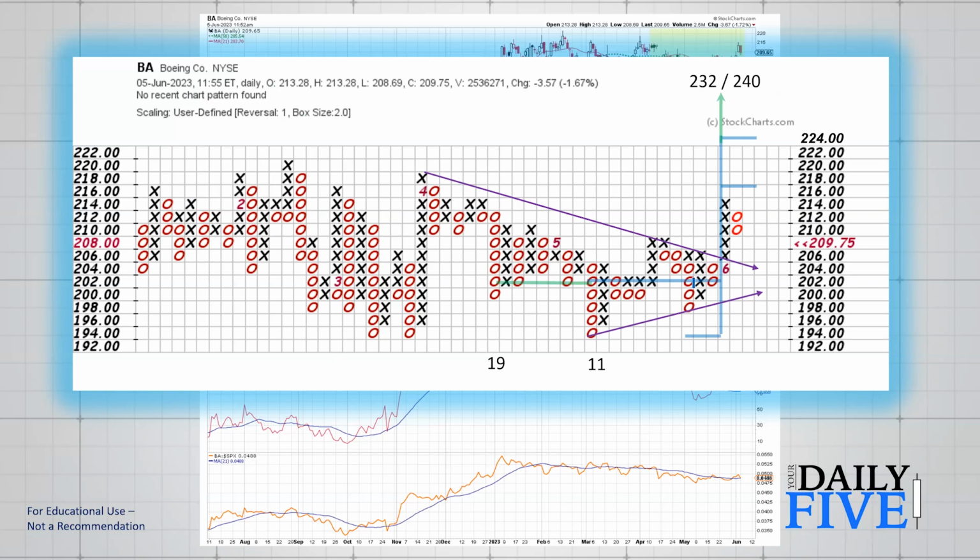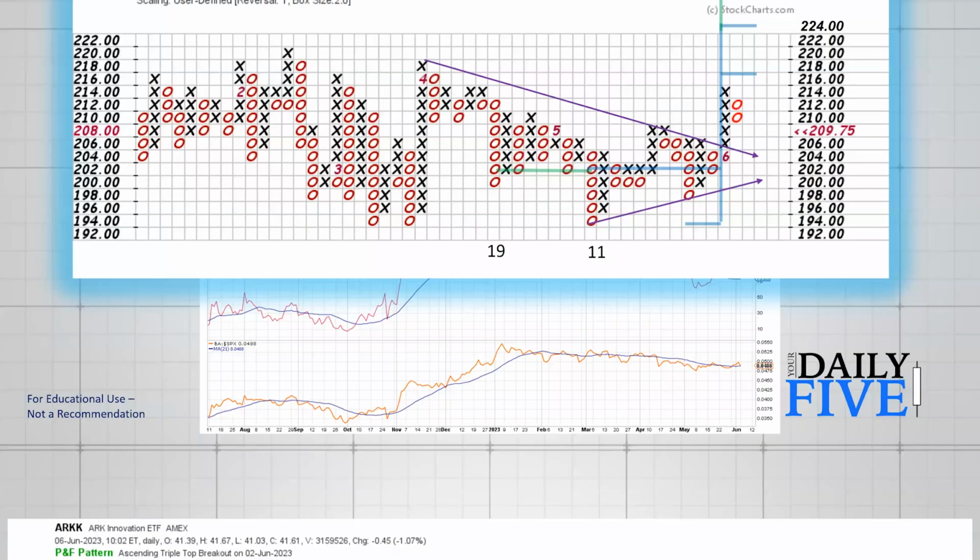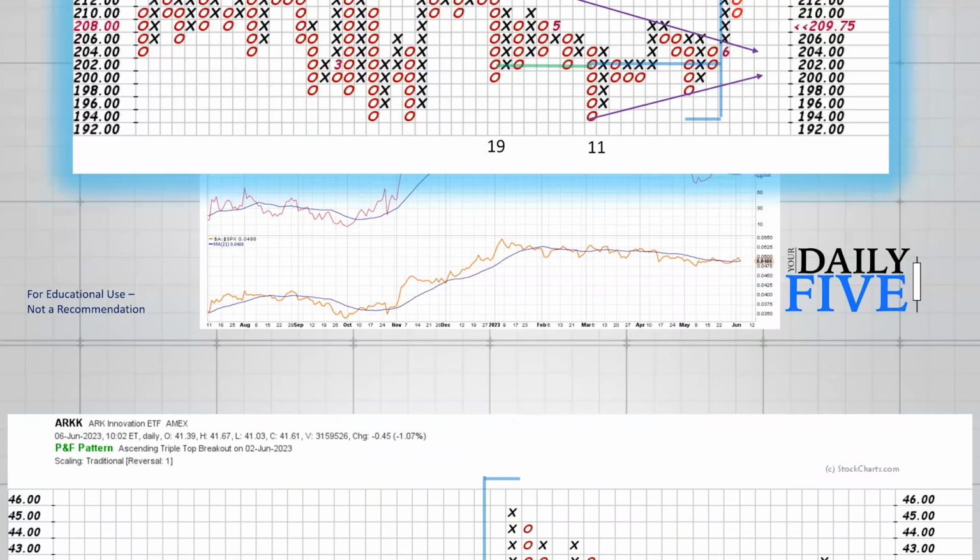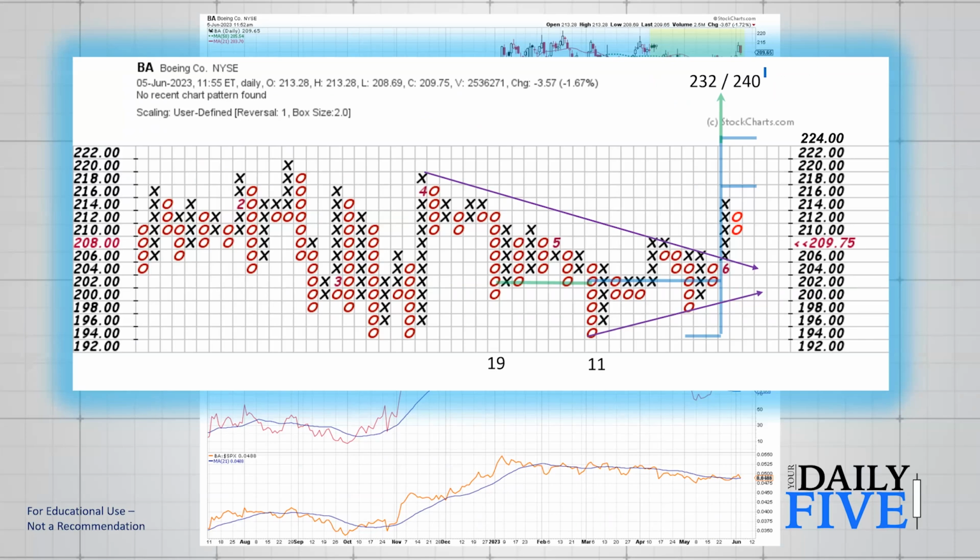And then here's a bigger count. So we can keep counting these segments out. This is an important low followed by a very sharp rally. This sets up the condition for a bigger count. And then this count goes up 232 to 240. Lots more room to run here.